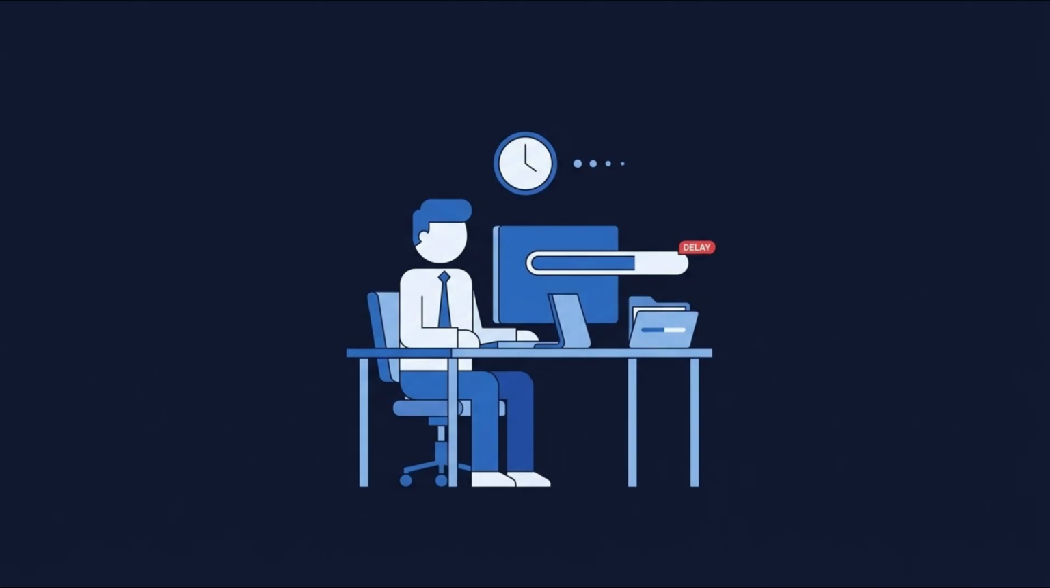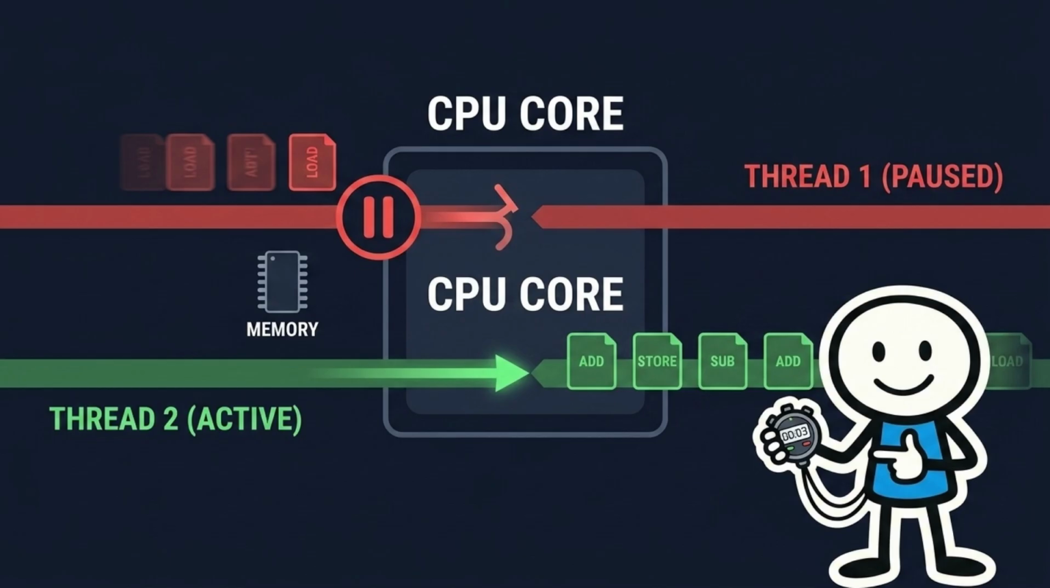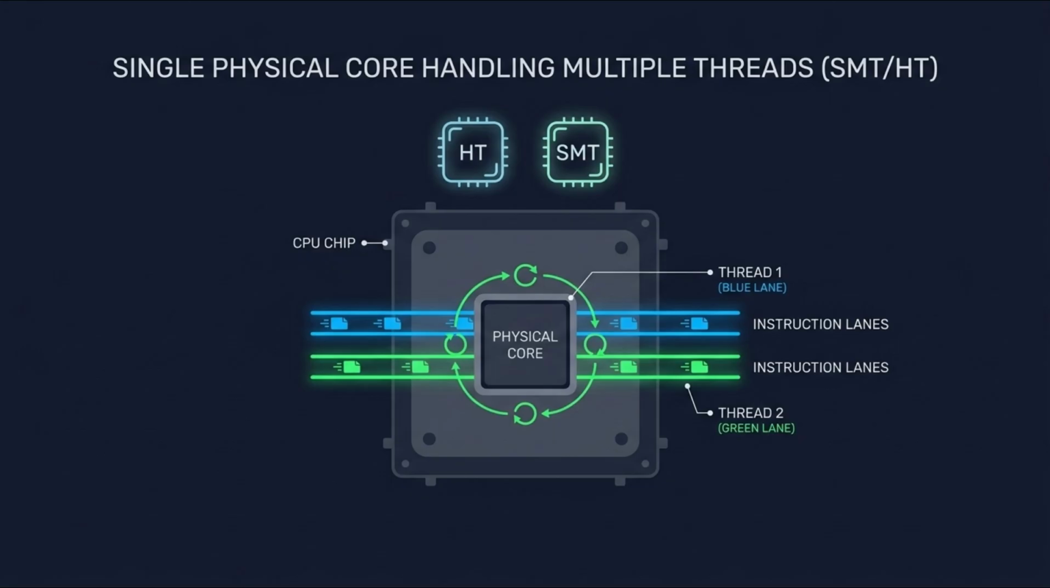Imagine an office worker. They're working on one task, but then they have to wait for a file to load. Instead of sitting there doing nothing, they might start preparing another task while they wait. CPU threads work in a similar way. Sometimes a CPU core has to wait for data from memory or another part of the system. With multiple threads, the core can often stay busier by switching to another stream of work instead of wasting time. That is why technologies like Intel hyperthreading and AMD simultaneous multithreading exist. They allow one physical core to handle more than one thread.